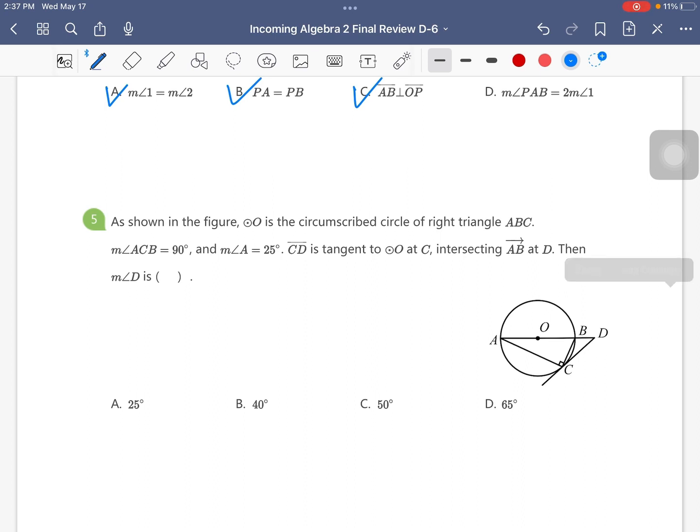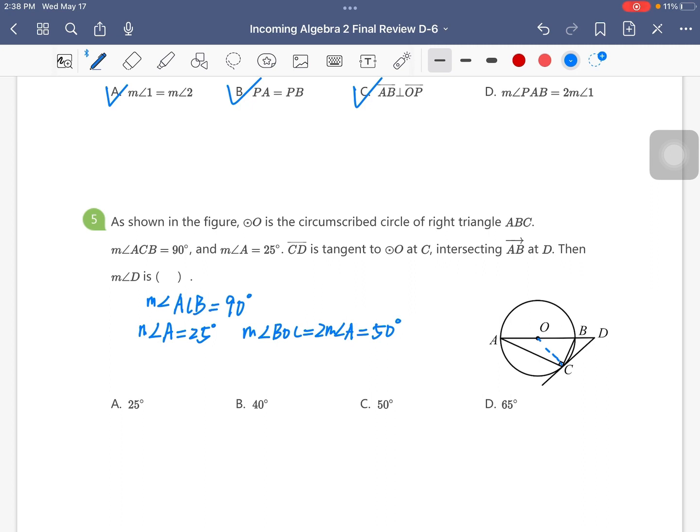Let's connect OC. Since CD is tangent to the circle O at C, and circle O is the circumscribed circle of the right triangle ABC, angle ACB equals 90 degrees, and therefore AB is the diameter of the circle O. With angle A equal to 25 degrees, angle BOC equals 2 times angle A, which is 50 degrees. This is also about the inscribed angle theorem.